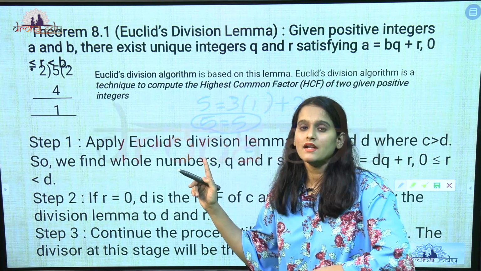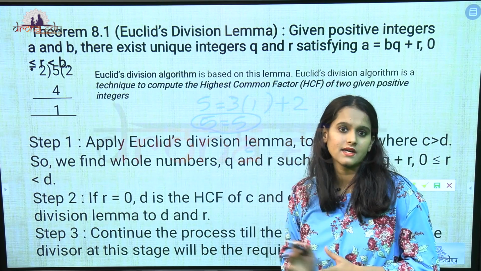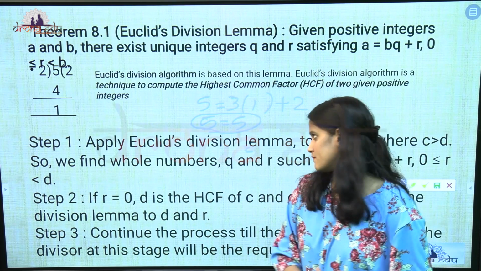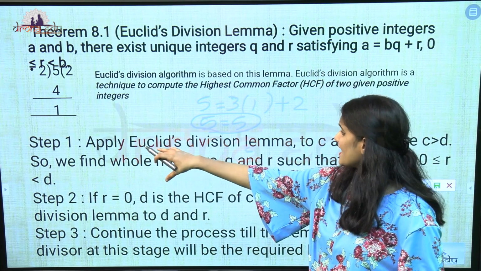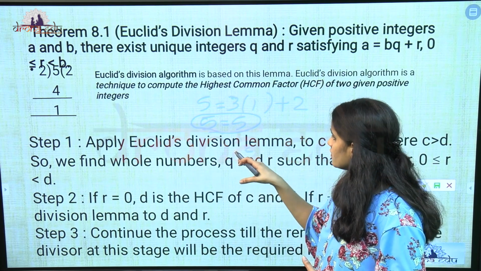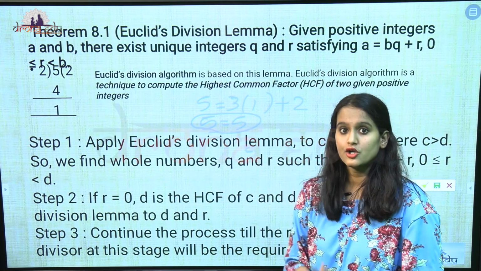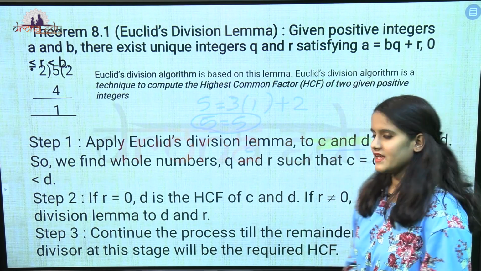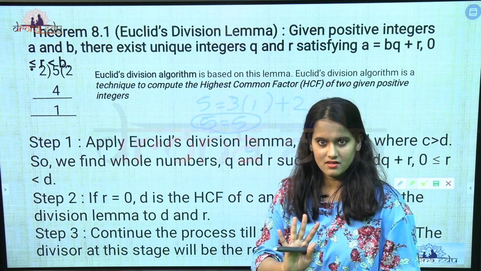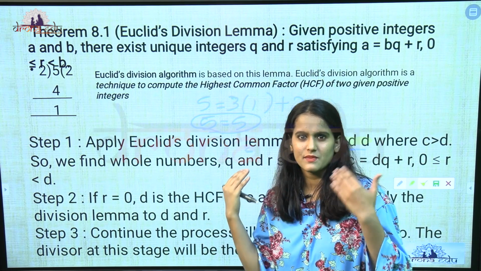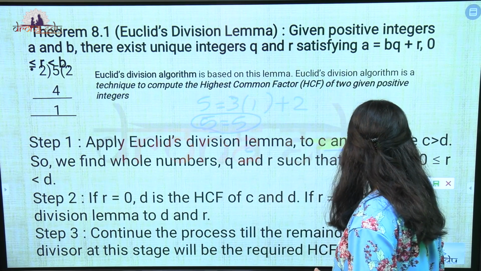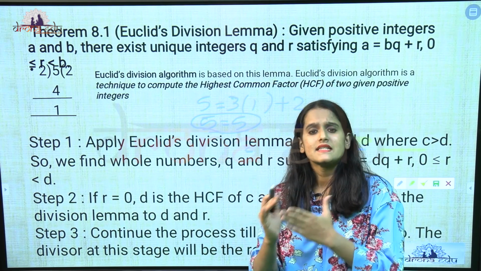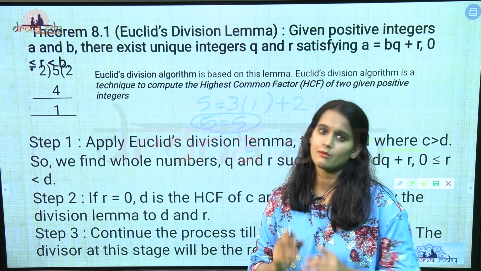With that statement we are going to create the algorithm. So this is the algorithm, and let's see what it states. By applying Euclid's division lemma to C and D, here they have taken C and D, where I took a and b. It's the same thing, only the variables have changed. Here C is greater than D, so of course C would be the dividend and D is the divisor.